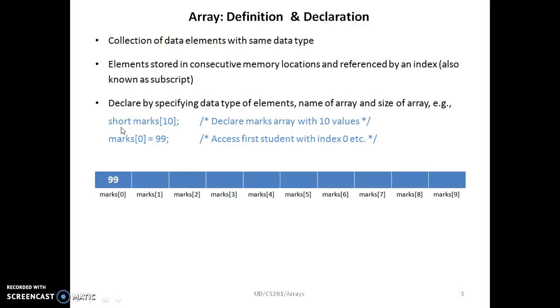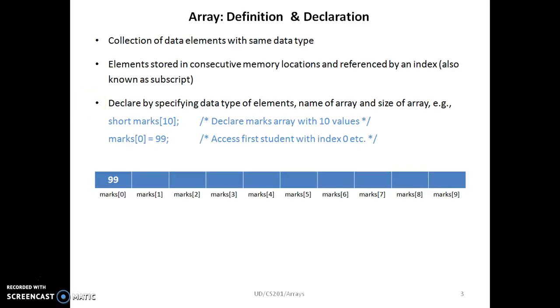Now, how can we declare an array in a C program? You have to specify three things. First, you have to specify the data type. In this example, it is short. Then you have to specify the name of the array, and then within square brackets you have to specify the size of the array, which essentially means how many elements are in this array.